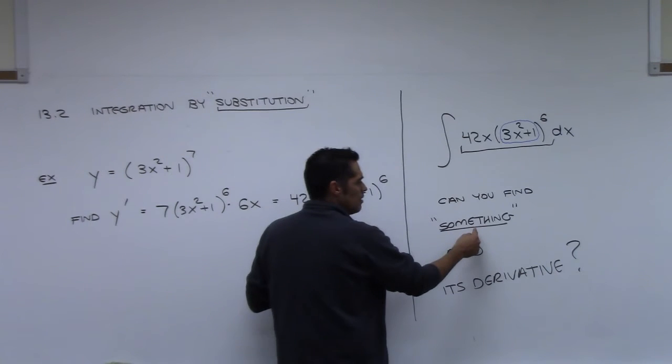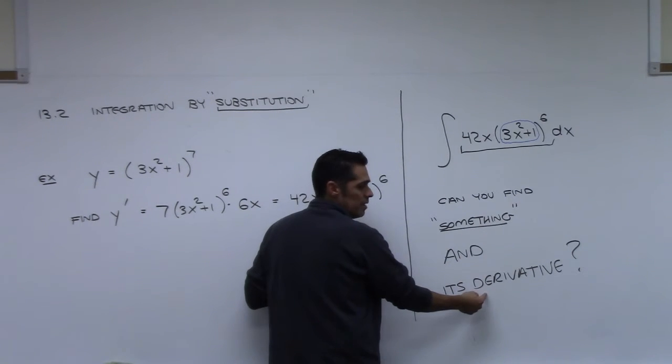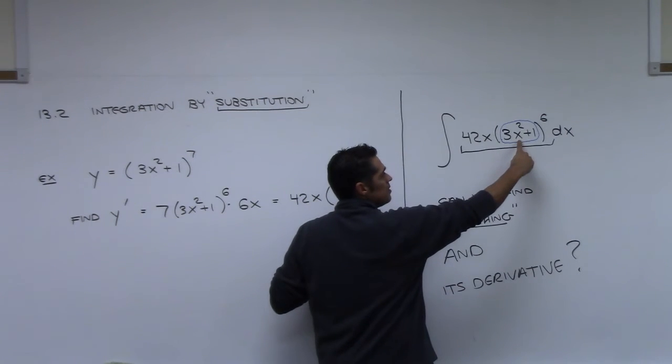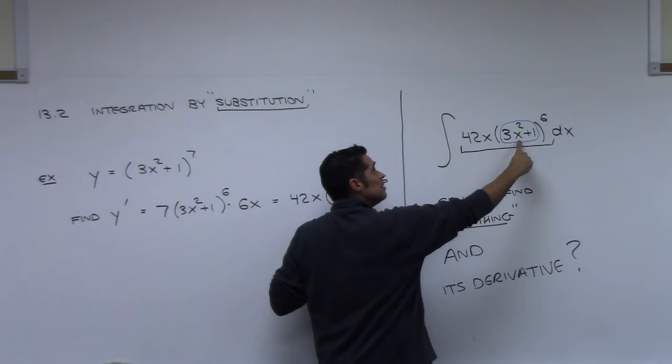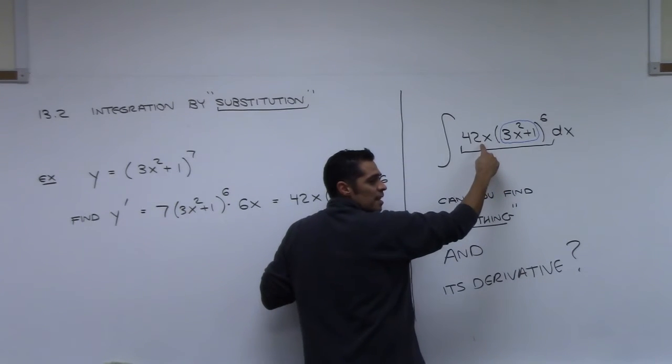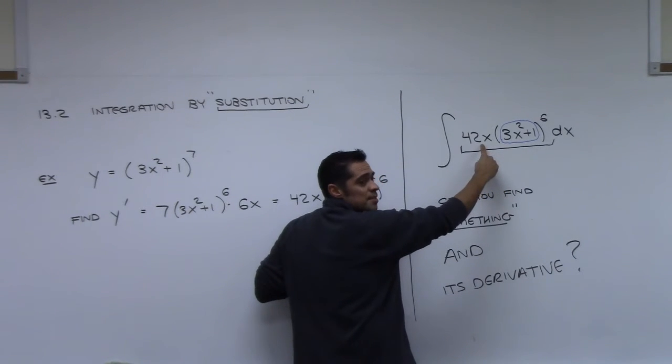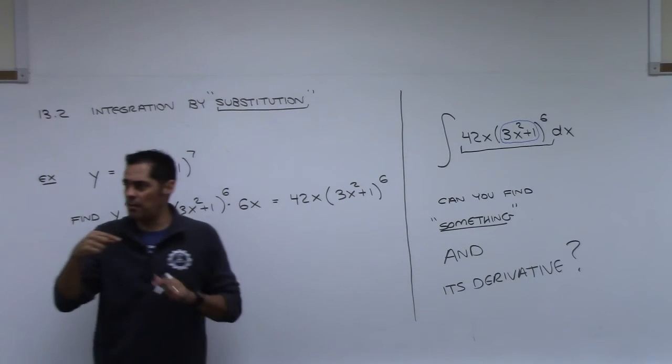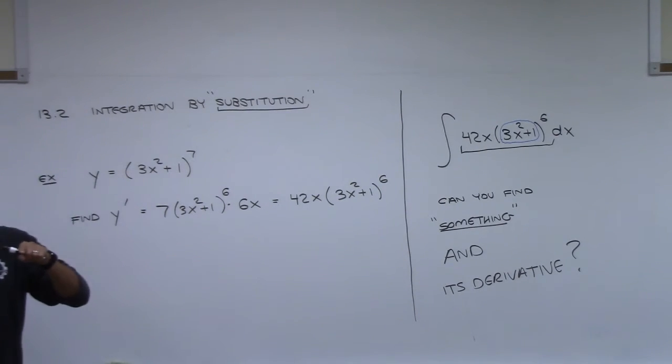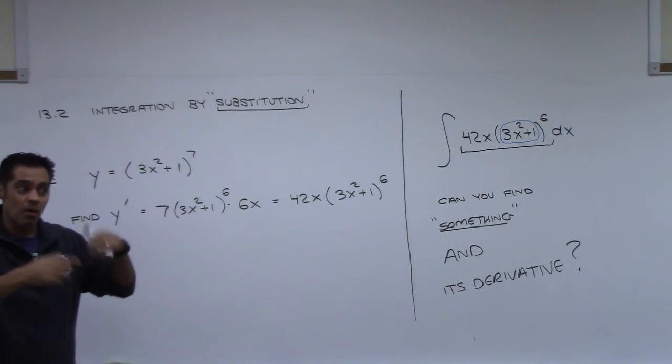So I'm trying to identify something, and I also need to see its derivative there too. So if I look at this as being my something, you just told me that the derivative of that was 6x. Do you see that I have a 6x right here? It's 7 times 6x. So I need to recognize that 42 can be written as 7 times 6x. So I have to recognize that.